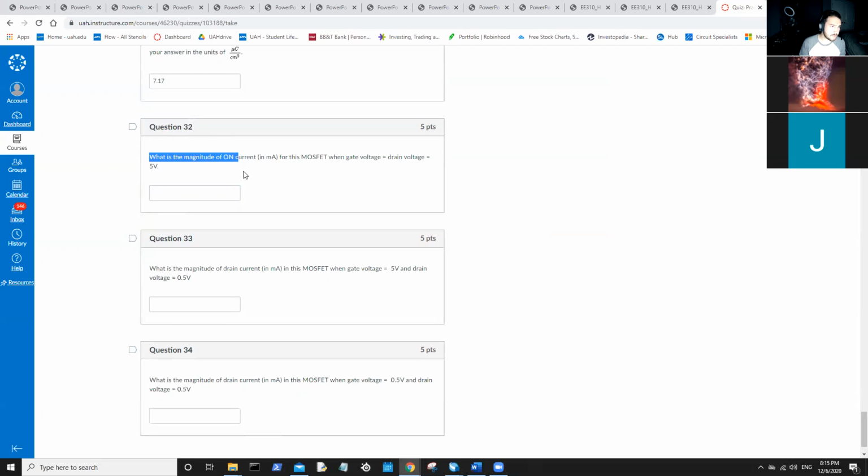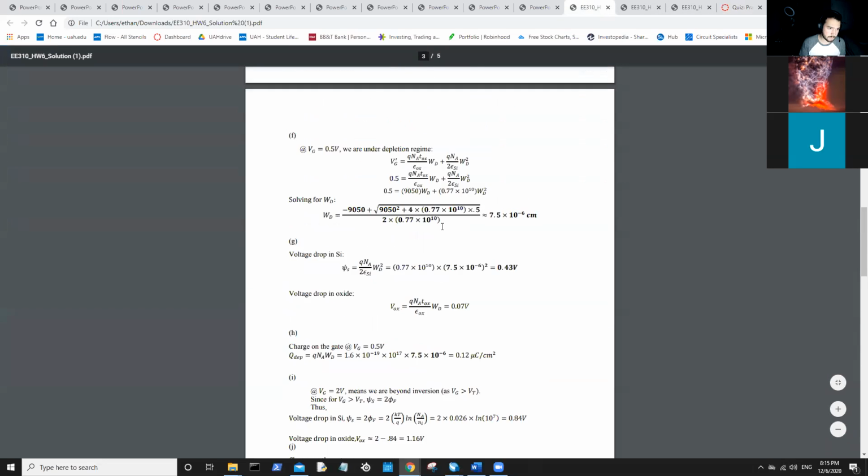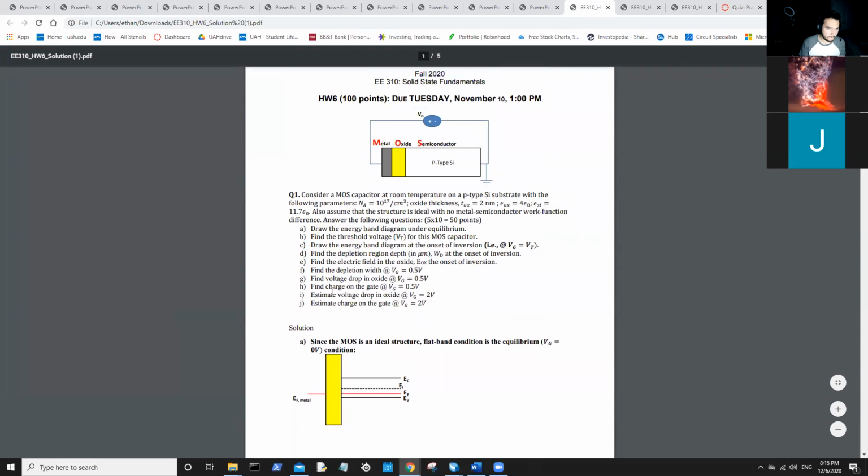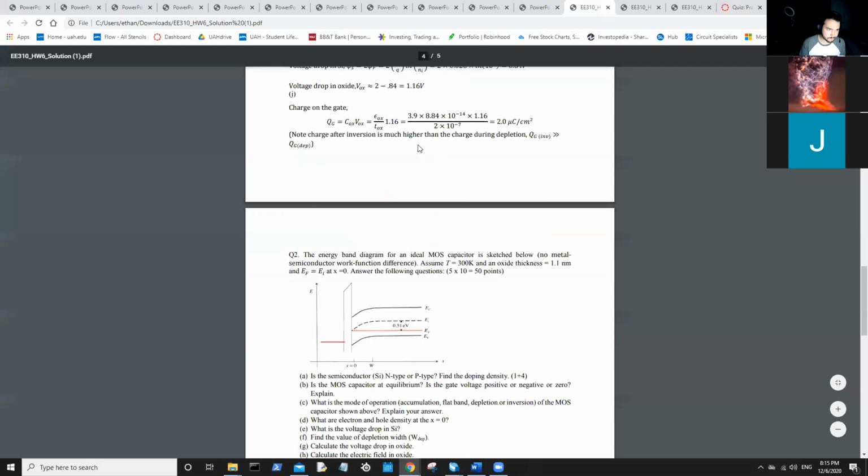Question 32, what is the magnitude of the on current in milliamps for this MOSFET when gate voltage is equal to drain voltage is equal to 5 volts? So let's see if we've done this before. Probably have. Current would probably be in the second question.